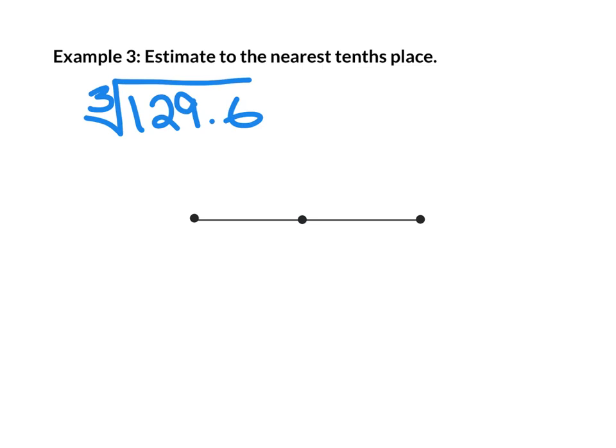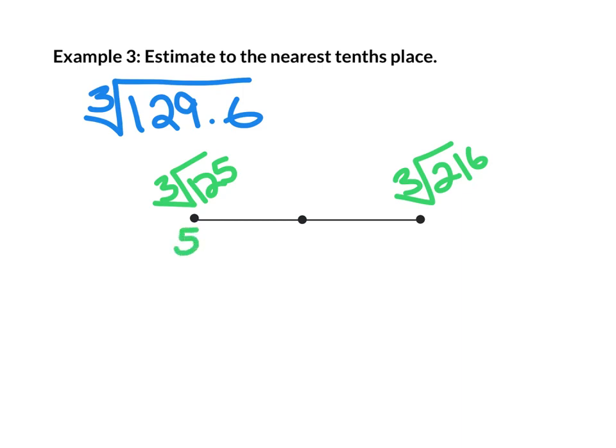Example 3. Estimate to the nearest tens place. What two cube numbers is 129.6 between? Well, according to our number line, it's between the cube root of 125 and the cube root of 216. I know that the cube root of 125 is 5, and the cube root of 216 is 6. And in between 5 and 6 is 5.5.